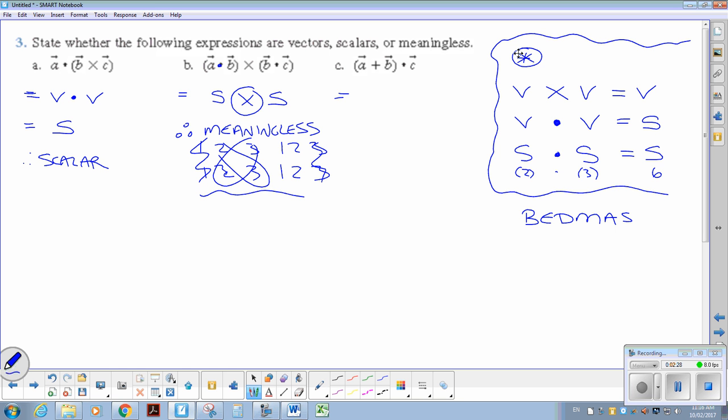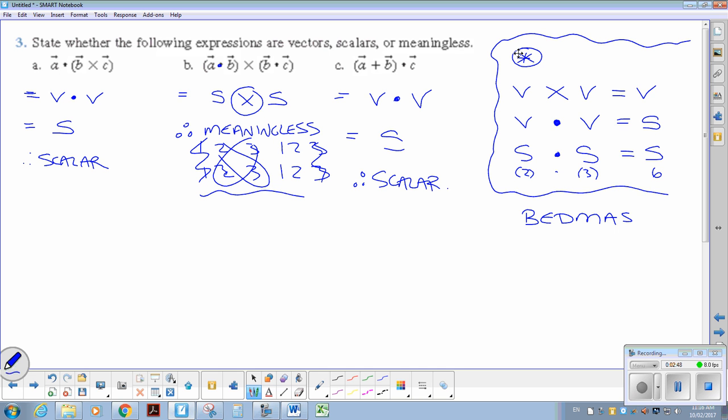C part. I have a vector plus a vector. So if we do vector addition, it's like finding a resultant. That's going to result in a vector. Dot product of C is a vector. If I do vector dot vector, I end up with a scalar. There we are. So you're just stepping your way through, determining what operations can or cannot occur.